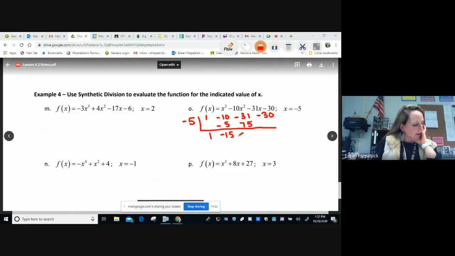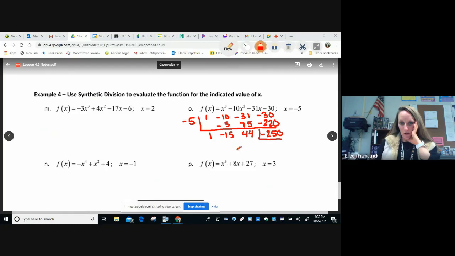Add to get, did I make a mistake? No. Oh, I did on my worksheet, sorry. This is supposed to be a positive 31, but we'll just do it at a negative 31 so that it makes sense. So negative 31 plus 75 is going to give you a 44. Then multiply that by negative 5 to get a negative 220. And then we'll combine that with a negative 30 to get a negative 250.